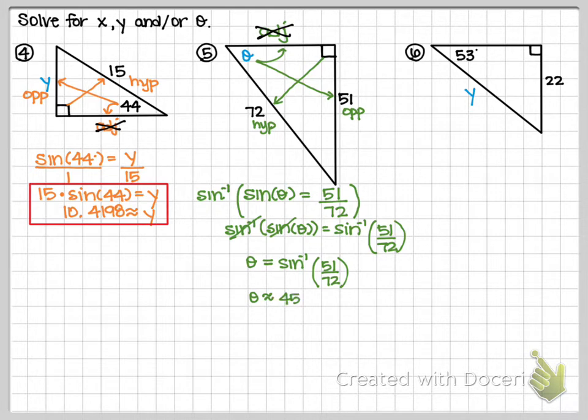45.0994 degrees. Okay, there's our exact and our approximate answer. All right, why don't you see if you can do 6 in its entirety and then come back and check your work.